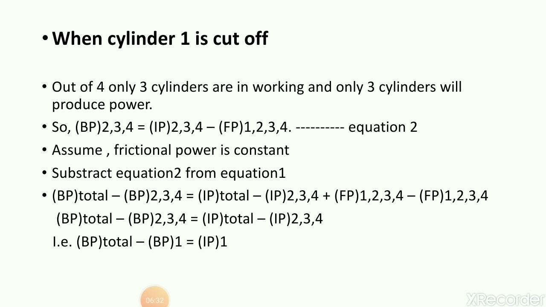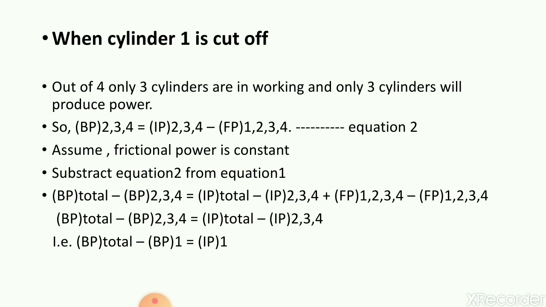Now another condition: what happens when cylinder 1 is cut off out of that 4 cylinders? Here one cylinder is cut off, so out of 4, only 3 cylinders are working, and only 3 cylinders will produce power. So cylinder 1 is completely inoperative, and whatever power is produced by the 3 cylinders is considered.